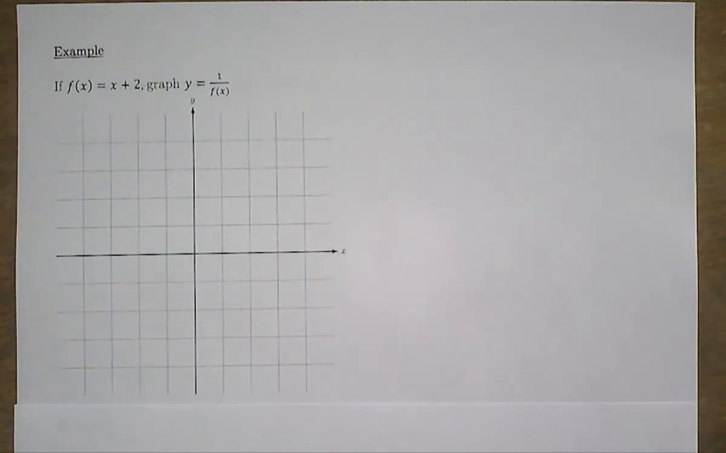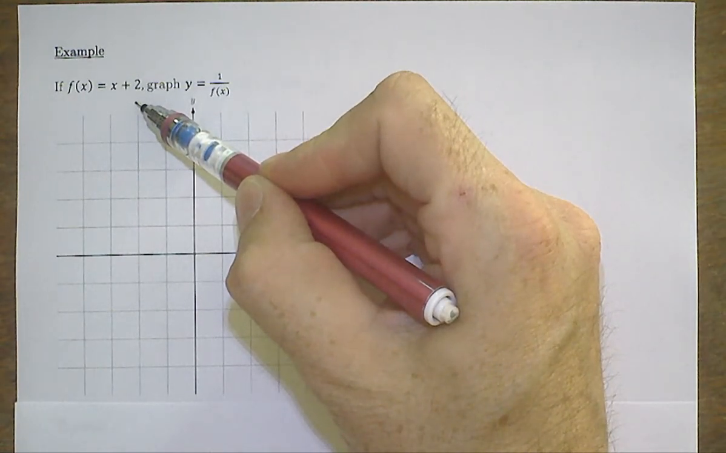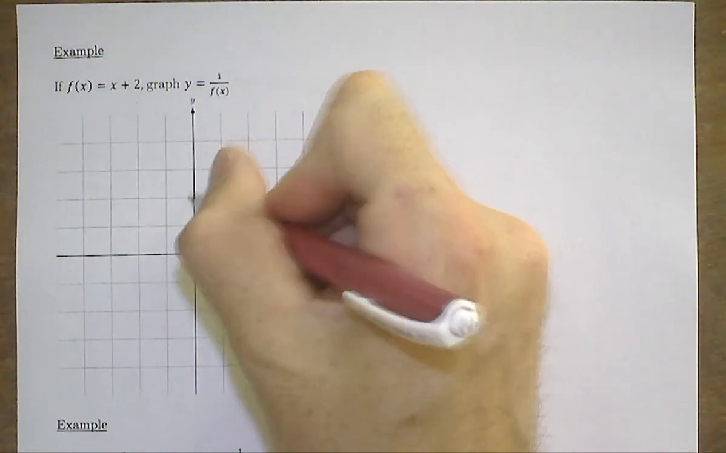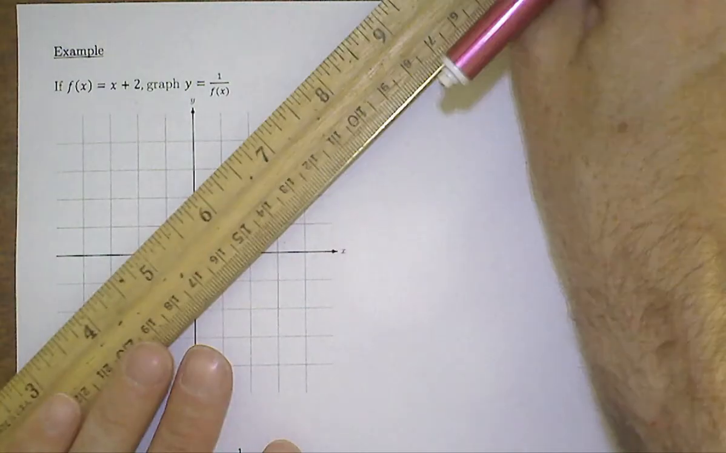So one thing that I can do, grab my trusty ruler here, is I'm going to start off with graphing f of x is equal to x plus 2. Very simply, I know that has a slope of 1, a y-intercept of 2.